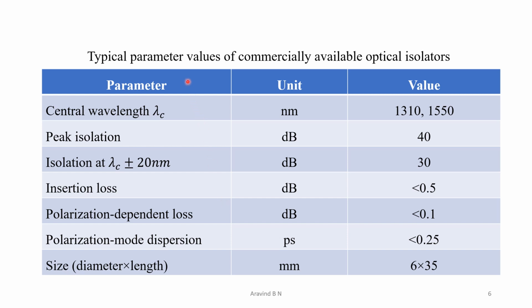This table shows the typical parameter values of commercially available optical isolators. So the first column is the parameter: the peak isolation, then the wavelength, then the size, everything is being mentioned. The second one is the corresponding unit of these parameters, and the third column is going to represent the actual values.